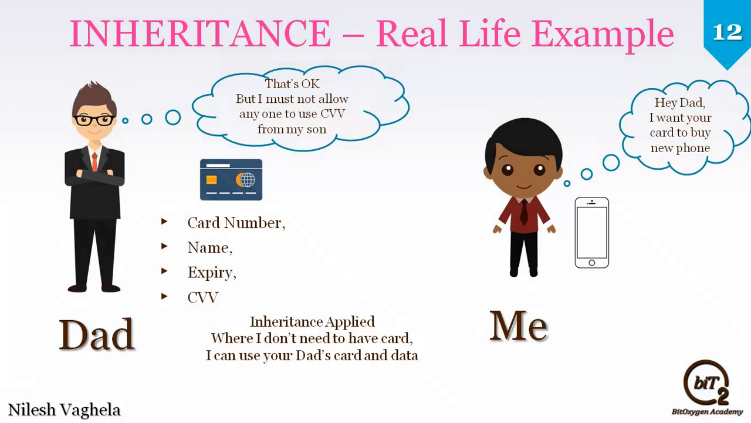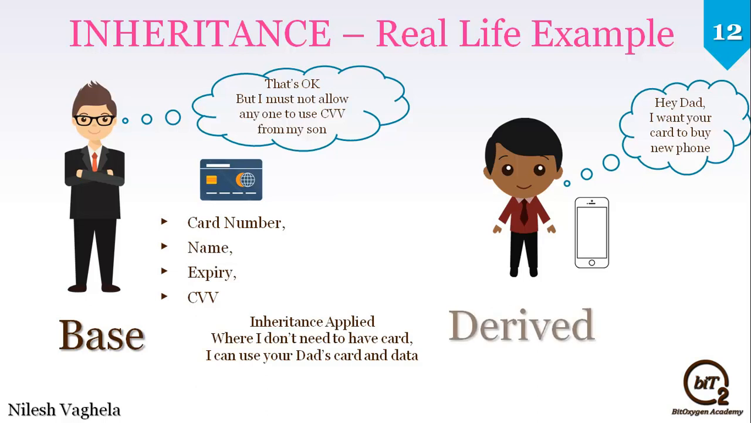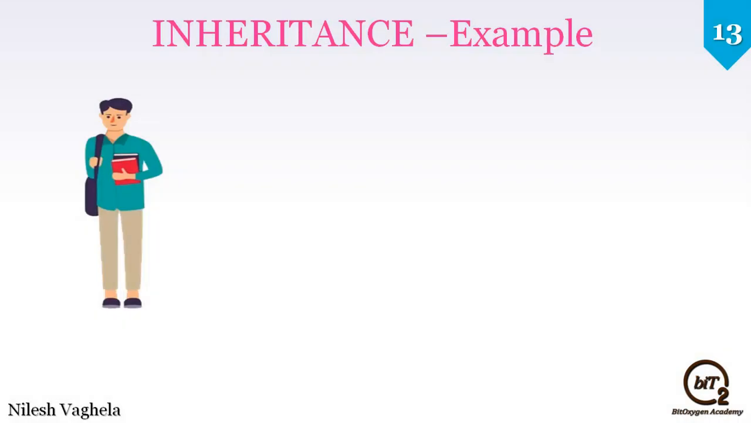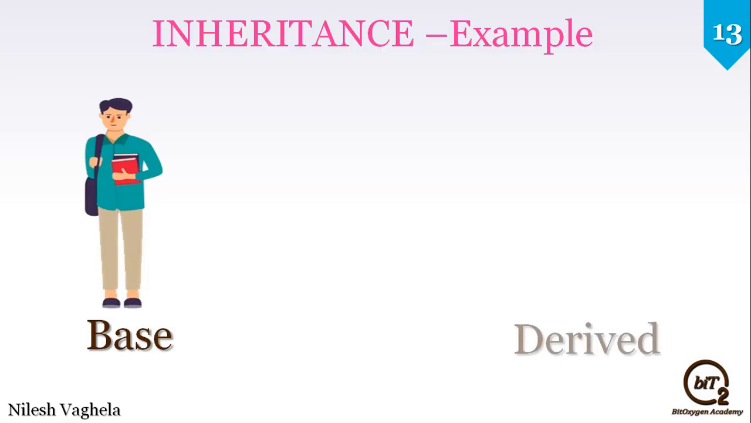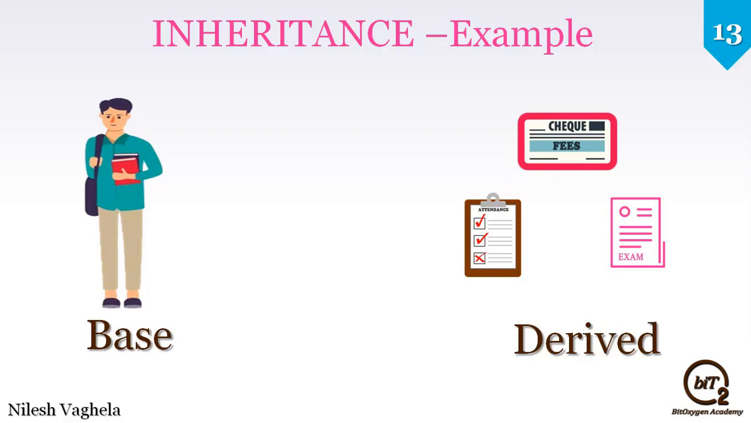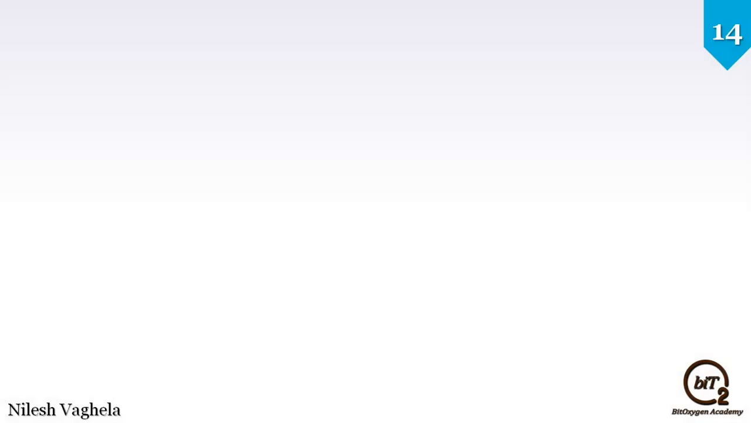Now, we'll come back to our real life example. Over here, my dad is a base class because he is having the properties and I am sharing these properties, and I am the derived class. In our college management example, now the student will act as a base class, while derived classes will be my attendance, marks as well as fees payment, and we will be having a symbol of colon like this.